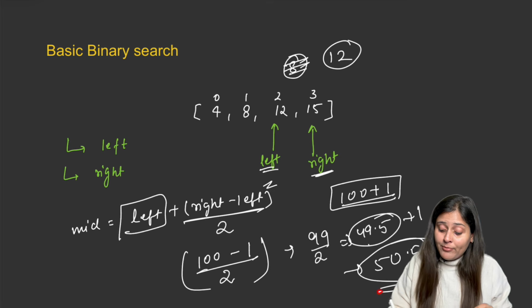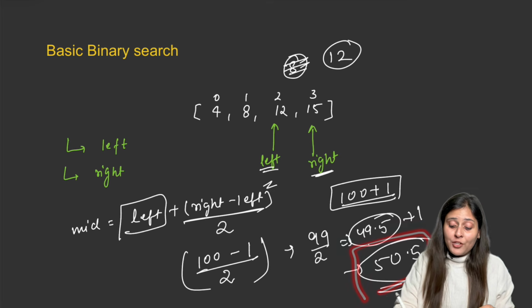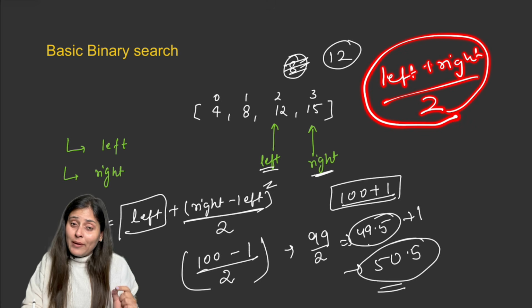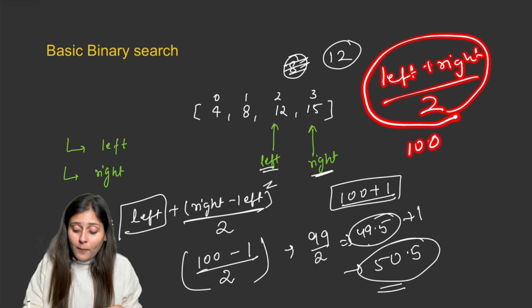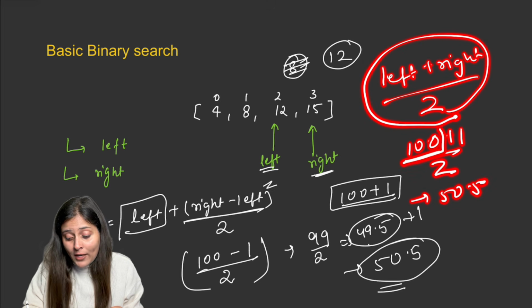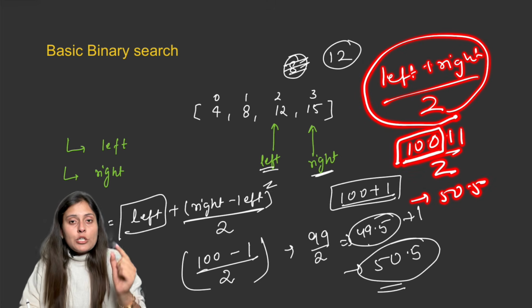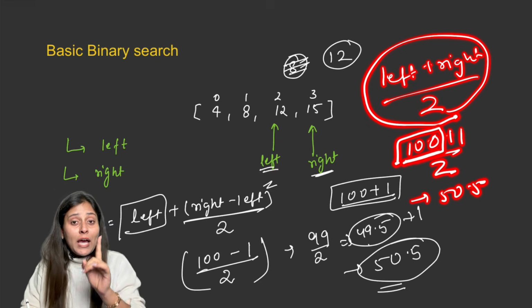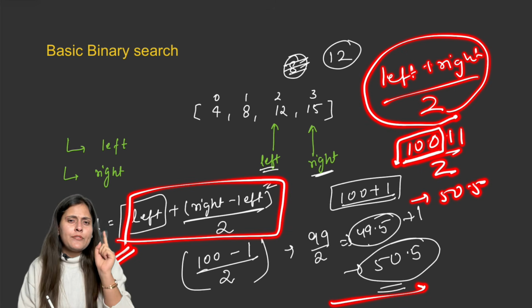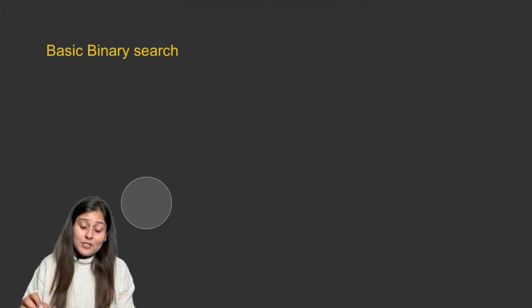So this also gave me 50.5, and if we had used that formula left plus right by 2, it will also give you 100 plus 1 by 2, which means 50.5. But because beyond 100 the number does not exist, adding a single number will also give you the error, and hence left plus right minus left by 2 gives you the safer mid index. So remember this point in the interview.